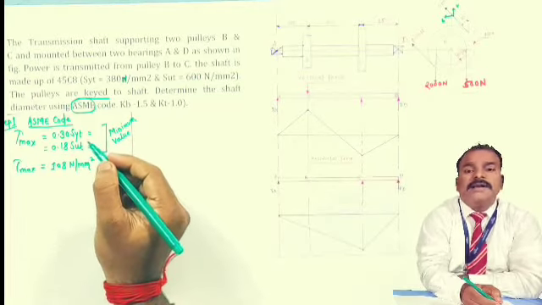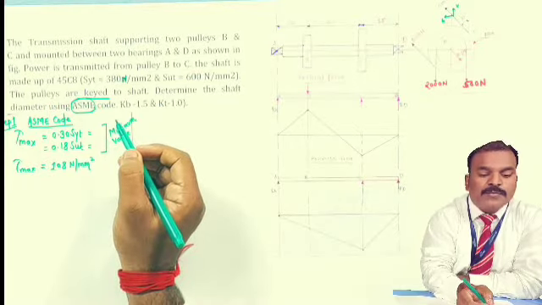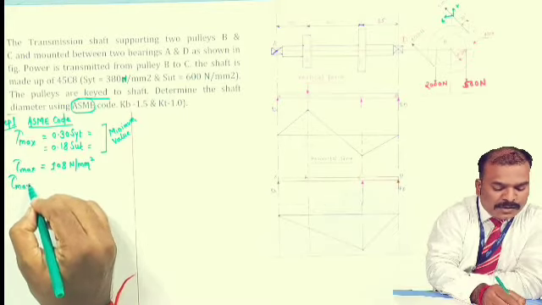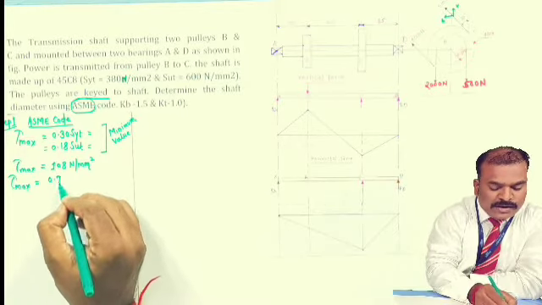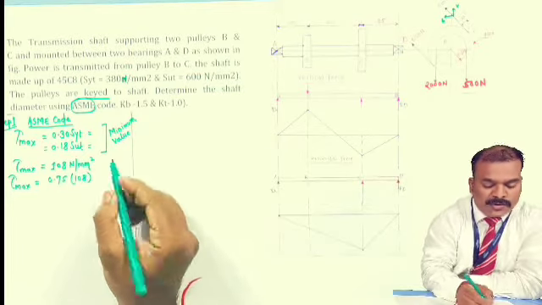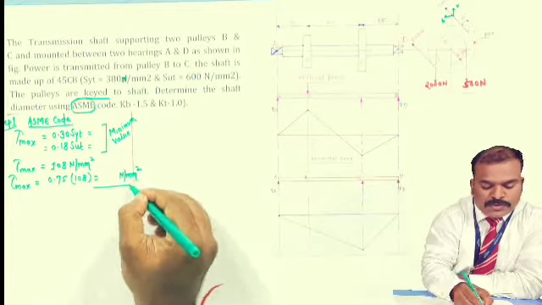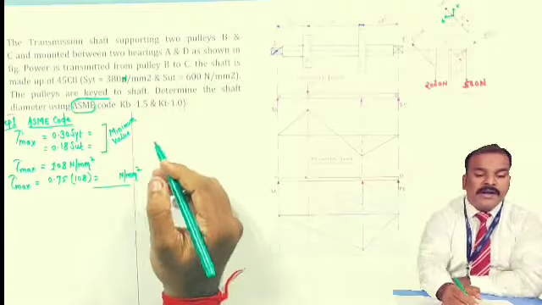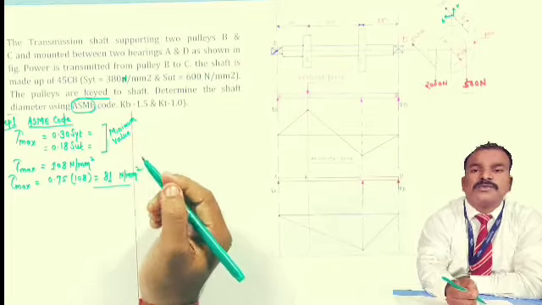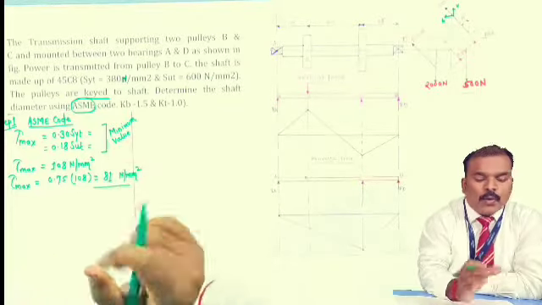And after that, if keyway is present, they have mentioned pulleys are keyed to the shaft. So keyway is present, so I will have to reduce it by 25%. It means tau max is equal to 75% of 108. We have seen ASME code theory, through which we get the stress in Newton per mm square. After multiplying, it gives me 81. So this is the maximum shear stress, 81 Newton per mm square. So this was the ASME code.